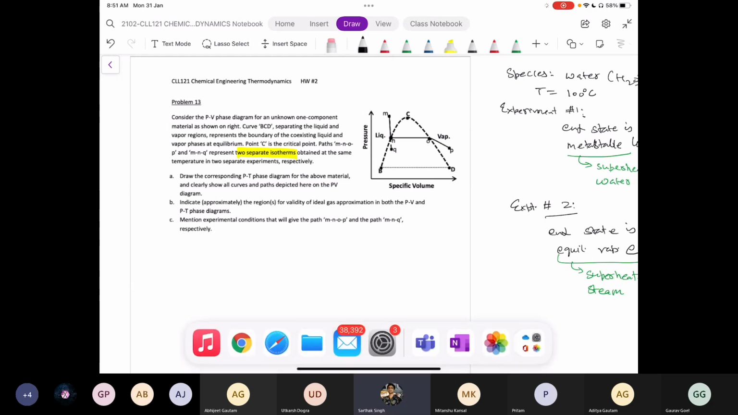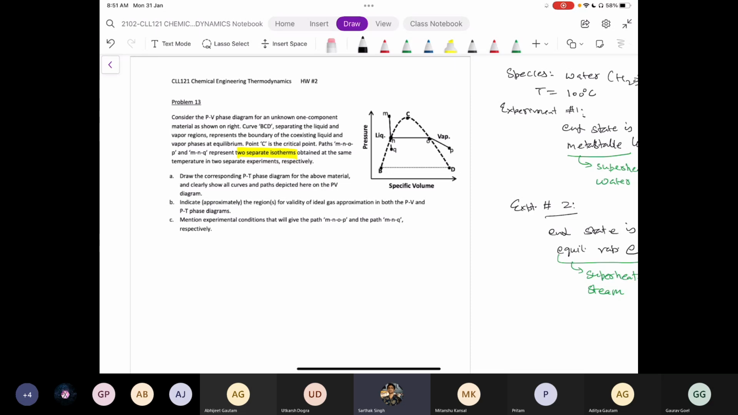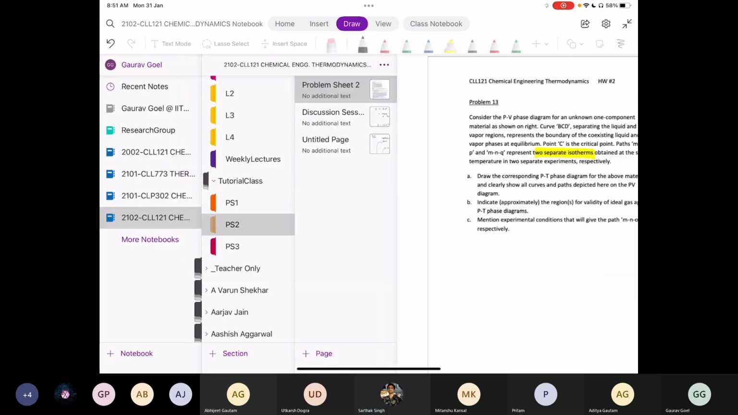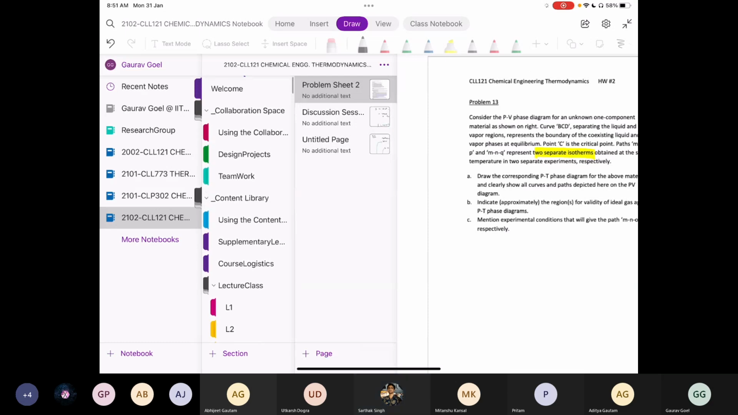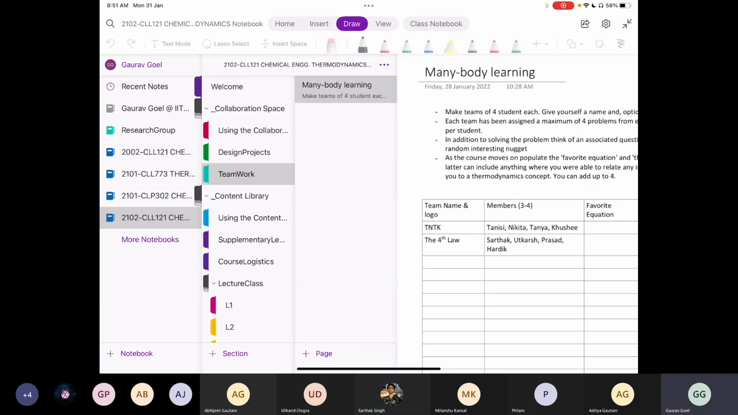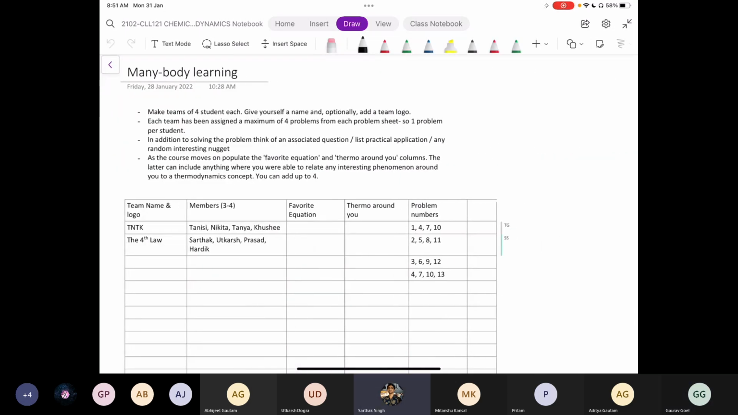So the problem is, in the beginning, how are we supposed to use the collaboration space which you created, to make teams of four? Okay, so let's go there. The idea is that from each problem assignment, and some might have 10, some might have 9, some might have 12, each person from the team, let's say, attempts one problem at least fully.